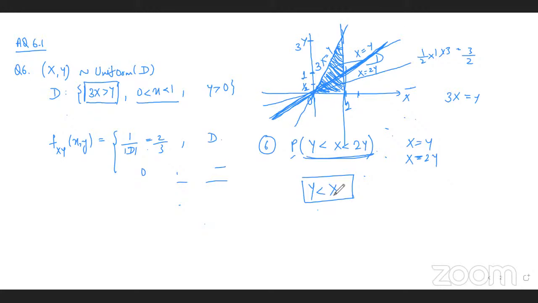Below the line x equal to y. Right? Below the line, this whole thing, this triangle 0, 1, 1. Okay. This is 0, 1, 1, and this is 1, 0. So this triangle we will shade.